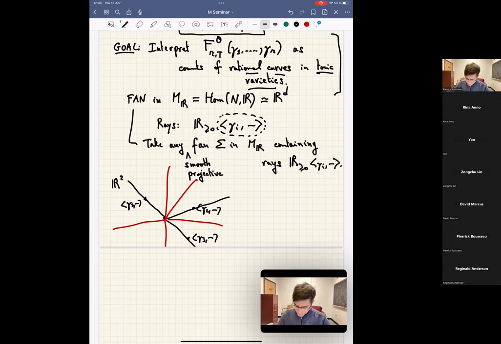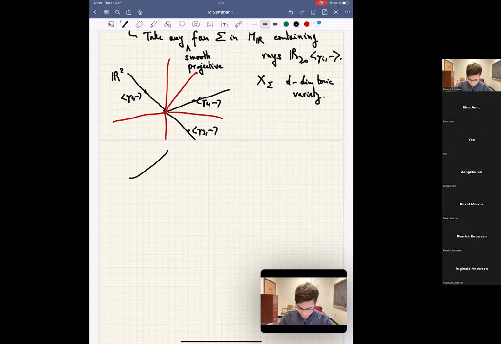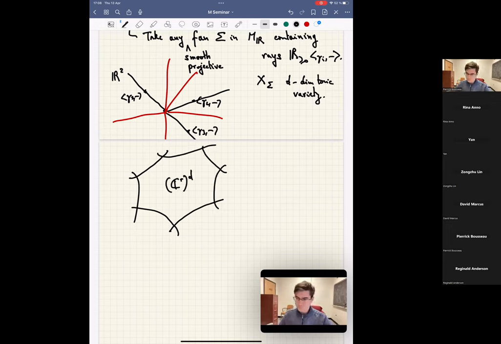Okay, so that way I'll produce X sigma, some D-dimensional toric variety, where D was the number of vertices of the quiver. So it is a toric variety, so it's a torus equivariant compactification of C star to the D. And so it is C star to the D where we have added some normal crossing divisors. So let me denote by boundary of X sigma the union of the toric divisors. Toric divisors correspond to rays in the fan. And so among these toric divisors, I have a special one which corresponds to this gamma i.